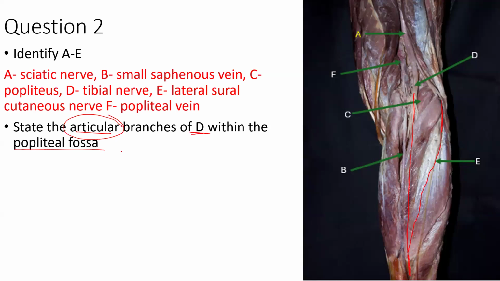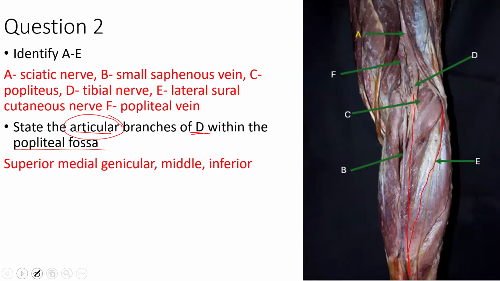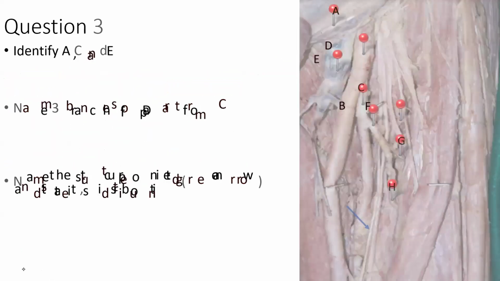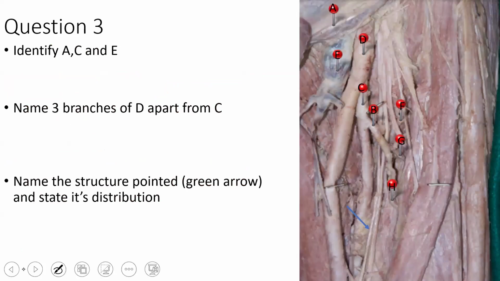Okay, I think we've named the articular branches, which are the genicular nerves. Great. On to the third question. Now name A, C, and E. Guys, first of all, what region is this? What region are you observing here? So that you can orient yourselves.